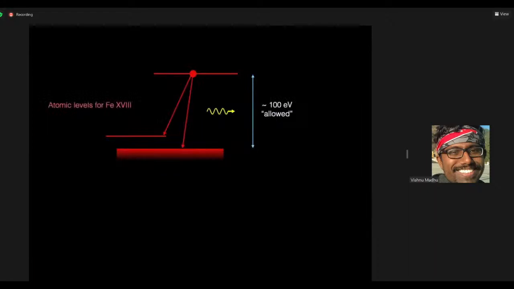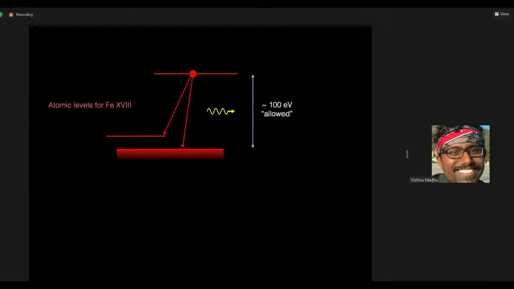The emission lines in the previous slide are all what we call allowed atomic transitions, which means they have high rates of occurrence. In this slide, I'm showing a simple atomic level diagram for one of these ions, iron 18. And there are two allowed transitions originating from the upper atomic level shown here, with an energy difference of about 100 electron volts.